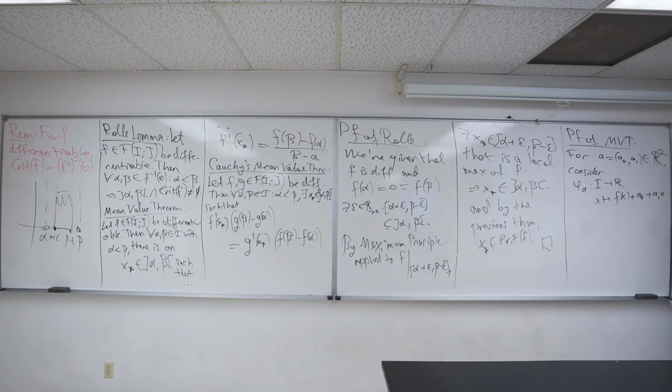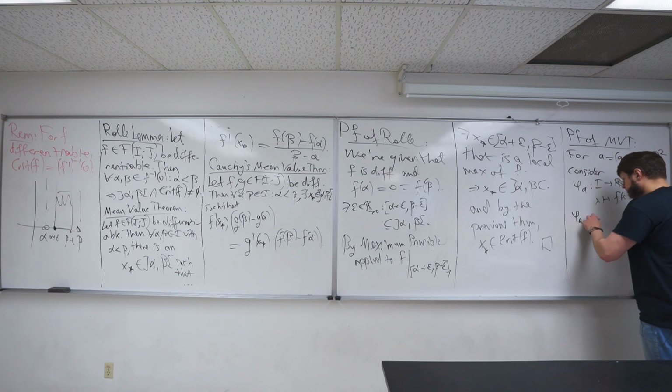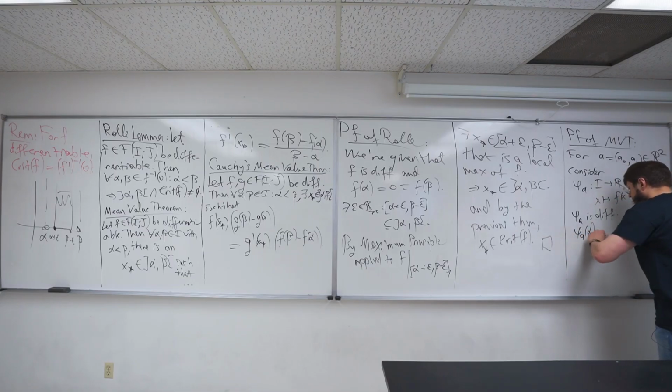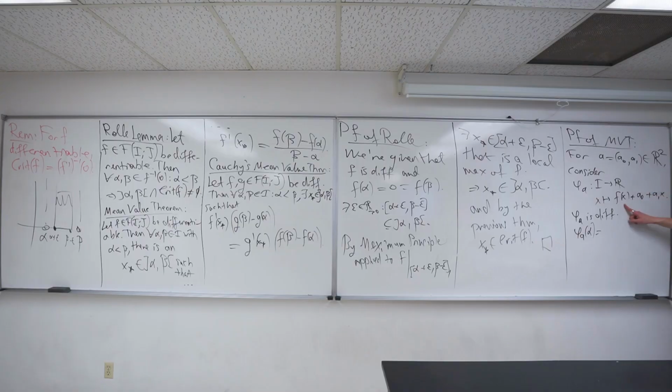I'm going to try to come up with specific values for A0 and A1 such that things work. Let's first note this. Phi is differentiable because it's the sum of two differentiable functions. What else? At alpha, what is the value it takes? f of alpha, I'm assuming, is 0. Alpha... 0 plus A0 plus A1 alpha. At alpha, it takes this value.